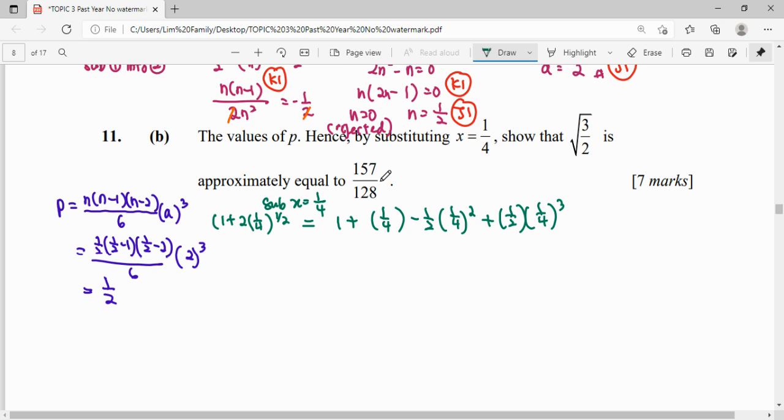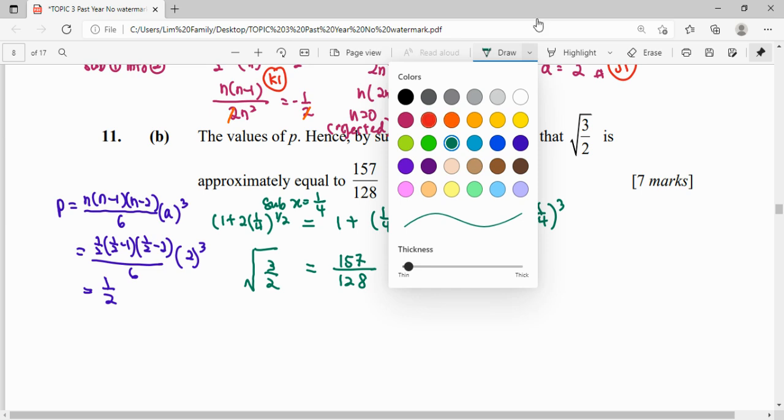After we substitute for the left hand side here, we try to simplify until we reach this stage of the answer. For this part, normally we'll give it in decimal, but for this question, they ask us to give it in fraction, so we will give it in fraction. When it is power 1 over 2, it means it is a square root. This is 1 plus 1 over 2, which is 3 over 2. Directly we can get the answer already. And when we add up this fraction, it is actually approximately 157 over 128. So this is how we manage to prove it.